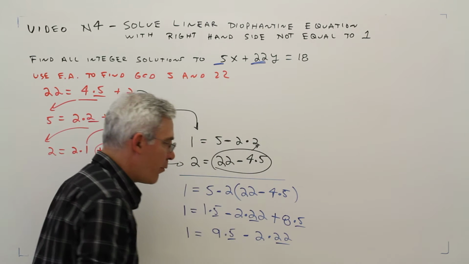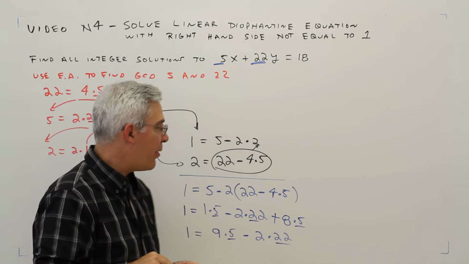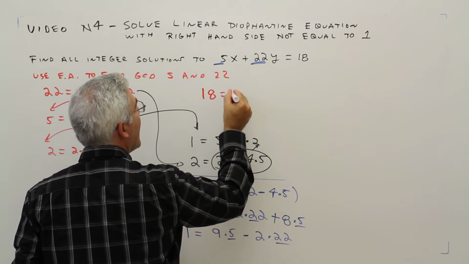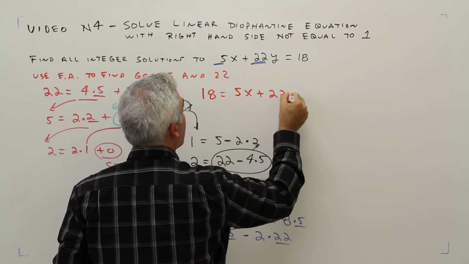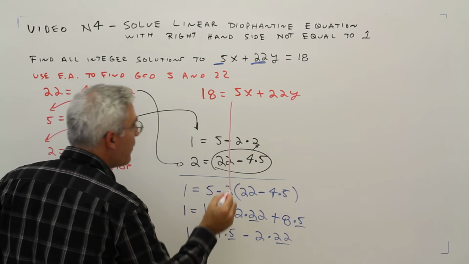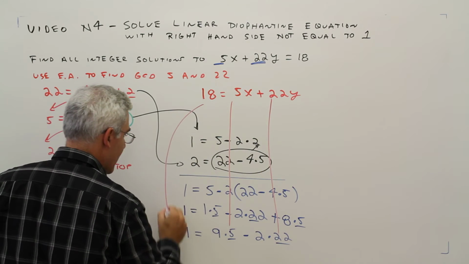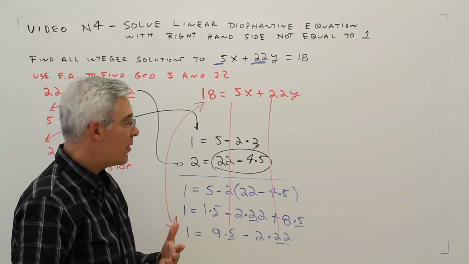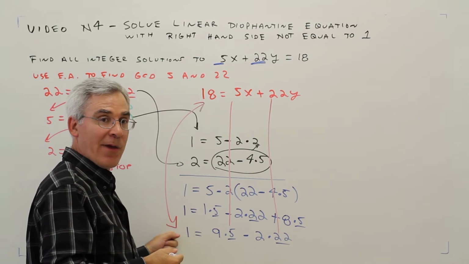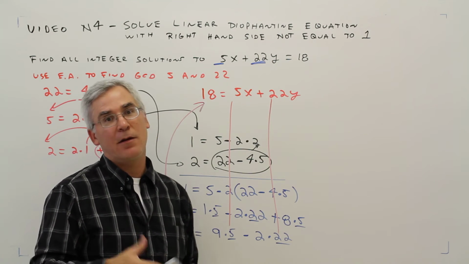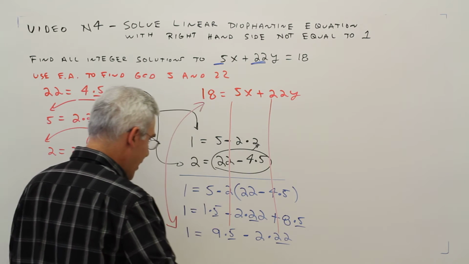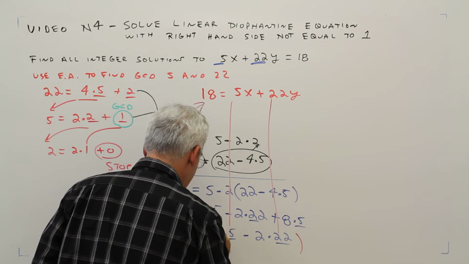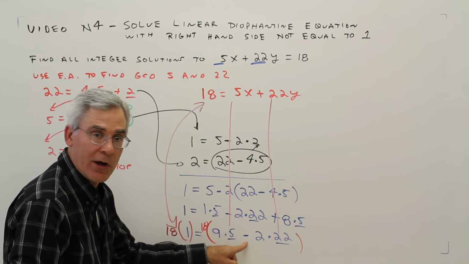Okay, so there's my 5, there's my 22. I've got one small problem. If I rewrite the original problem, it is 18 equals 5x plus 22y. I've got my 5s, I've got my 22s. I have a slight problem here. I don't have an 18. So what I'm going to do is simply multiply the left side by 18 and the right side by 18. And then I'm essentially done. So I'll do that. I'm going to multiply the whole left side by 18 and the whole right side by 18, remembering to distribute.